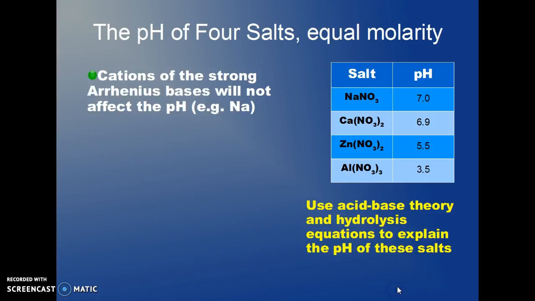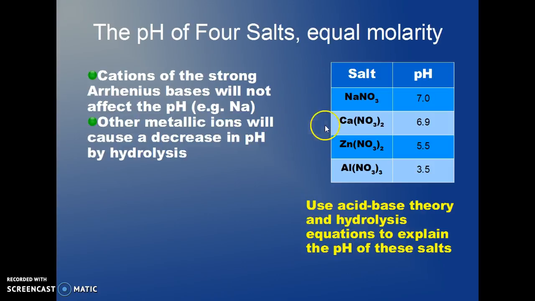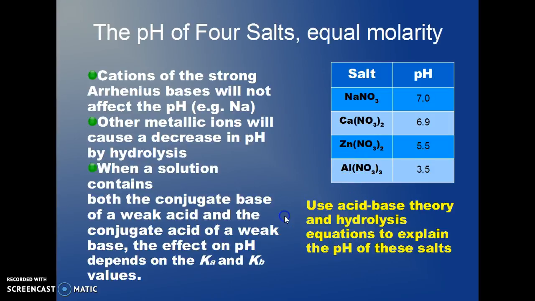The other thing to understand is that cations of strong Arrhenius bases like sodium, lithium, potassium, barium will not affect the pH because those act as spectator ions when put into water. But other metallic ions that form less soluble and weaker bases, calcium, zinc, aluminum, copper, manganese, will cause a decrease in the pH by hydrolysis, by scarfing up hydroxide ions from the water and leaving hydrogen ions behind.